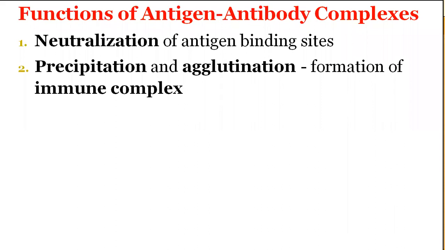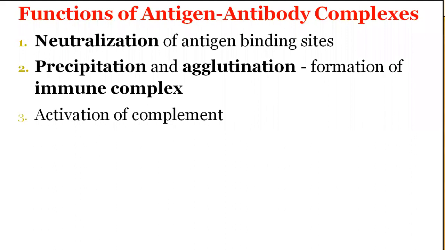The other function, precipitation and agglutination, formation of immune complex. So you're talking of precipitation. There are other antigens that are dissolved within the plasma or fluids, so they can go and bind to those antigens and then they'll precipitate those antigens. And that can also result into agglutination reaction. Activation of complement, because the antibodies also have a binding site for complement proteins, so they will result into activation of complement proteins, attraction of phagocytes. So there is attraction of phagocytes because they can also bind to the phagocytes.